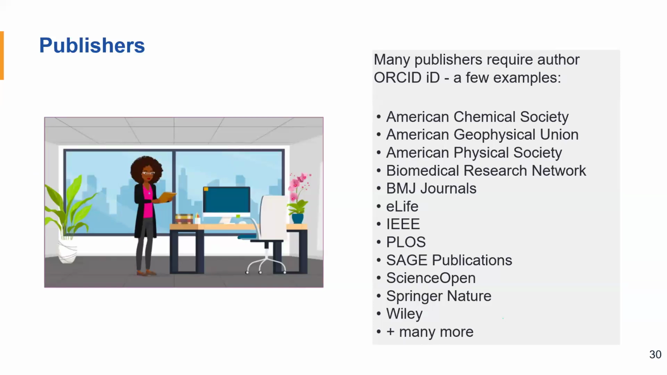So now let's move a little bit to the publisher side. The publishers really is the same basic thing as what we were looking at for the funders. So many of you already know that publishers often require or ask for your ORCID ID when you submit a manuscript. And publishers have been doing this even longer than funders. So these are just a few of the publishers that are using ORCID. So for example, American Chemical Society, BMJ Journals, IEEE, Science Open, Springer Nature, Wiley. So those are just some of the publishers.